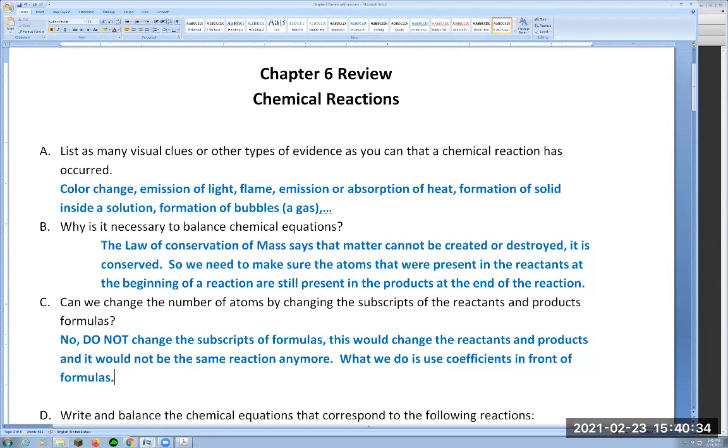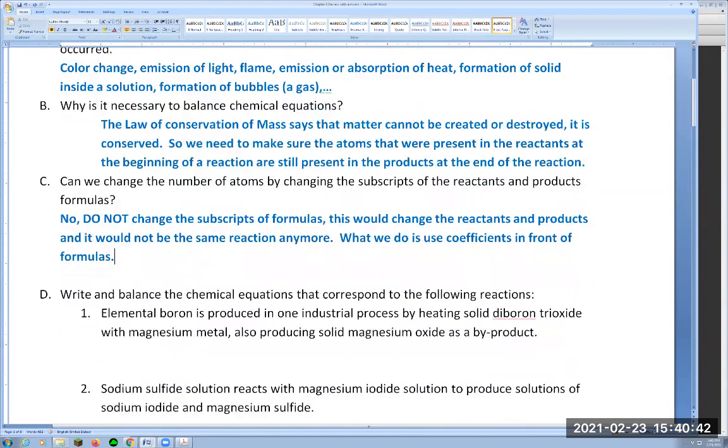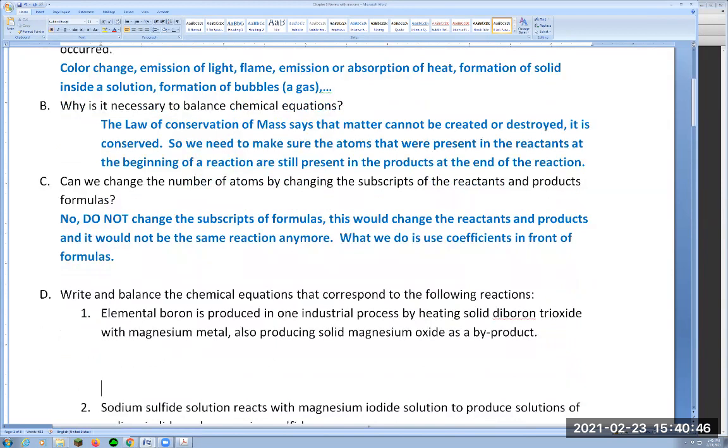So let's go now to question D. Question D is practicing balancing. Write and balance the chemical equations that correspond to the following reactions. In Sapling, most of the balancing you will have to do, you're provided with the formulas of the reactant and product. But sometimes you may have to write from the text.